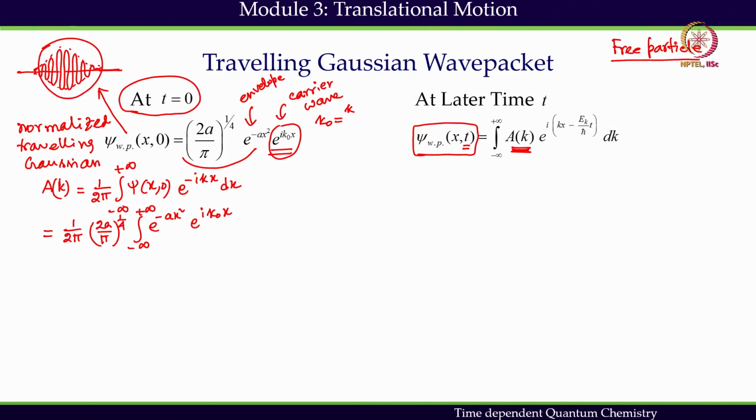And k naught was kind of an average of all ks: k1 plus k2 plus k3, all components. Because it is minus infinity to plus infinity, we have to add them and then divide by the total number. So that was the meaning of k naught. It was the average, the k represented by the carrier wave. So this k naught and then e to the power minus I kx dx.